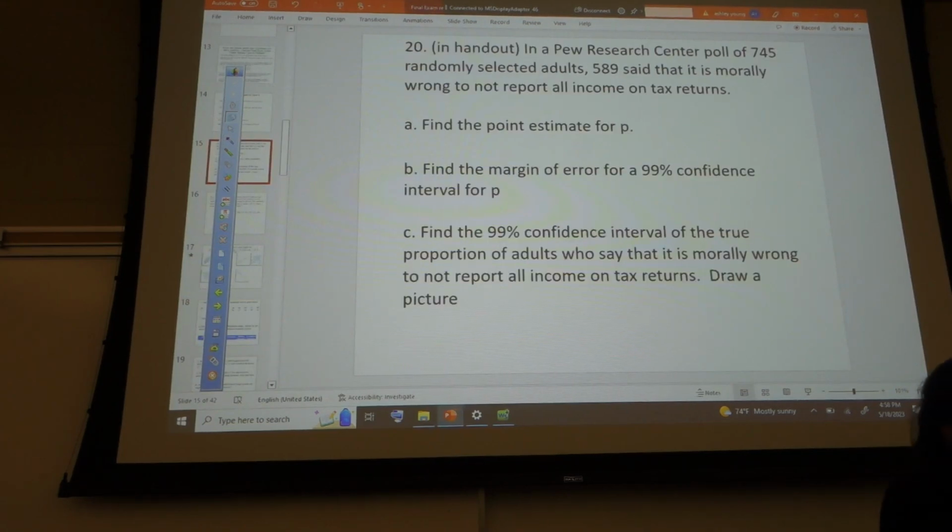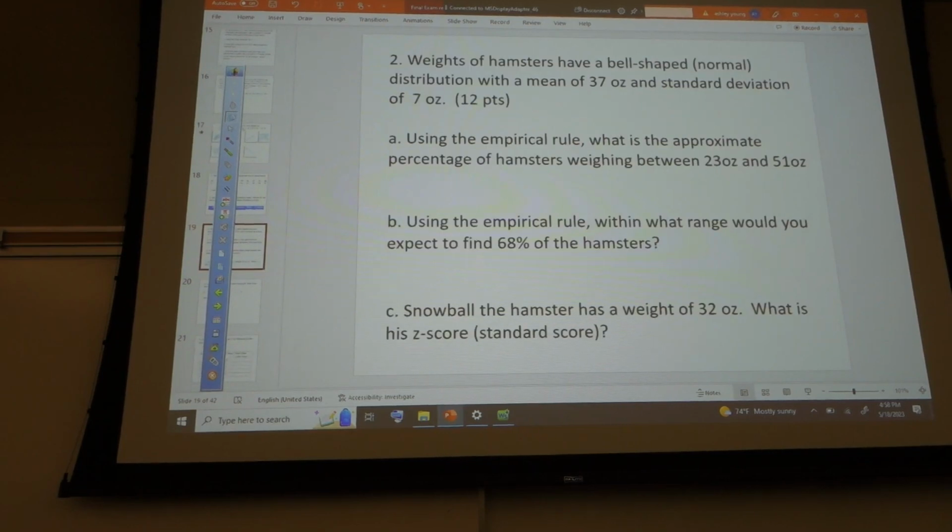Problem number 2. Oh, we did that. No, it's 20. Sorry, my bad. Problem number 2. There we go.